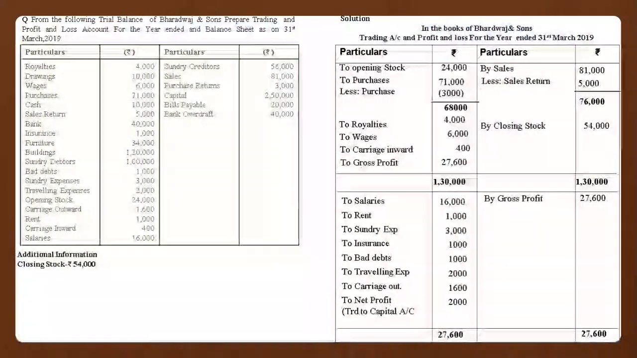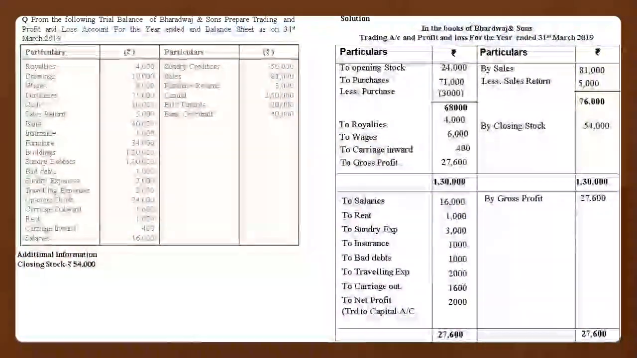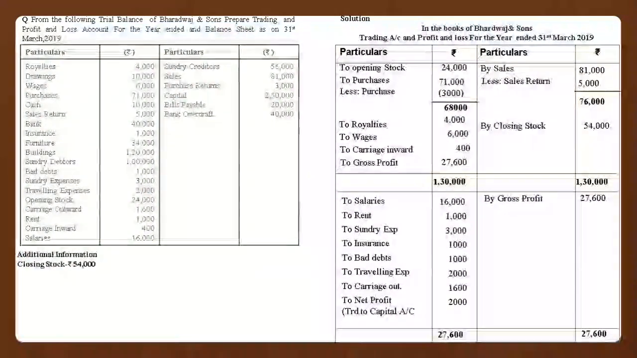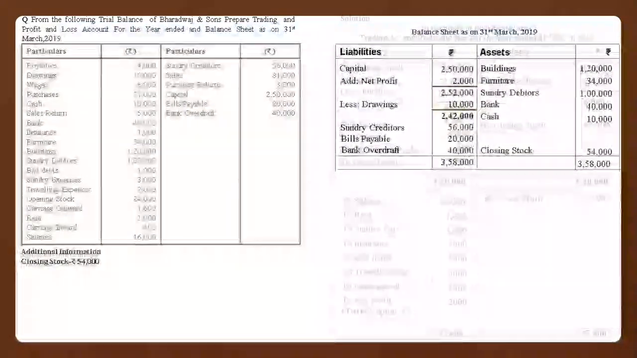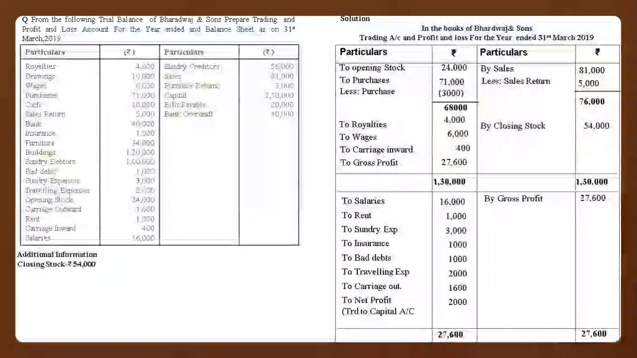Let us solve one sum. From the following trial balance of Bharadwaj and Sons, prepare trading and P&L account for the year ended and balance sheet as on 31st March 2019. Students, trial balance is given. So you have to make two accounts, one is trading and one is P&L, and one balance sheet.